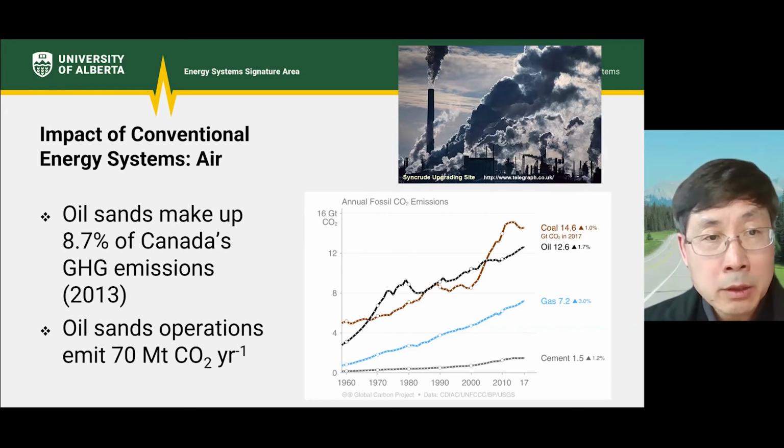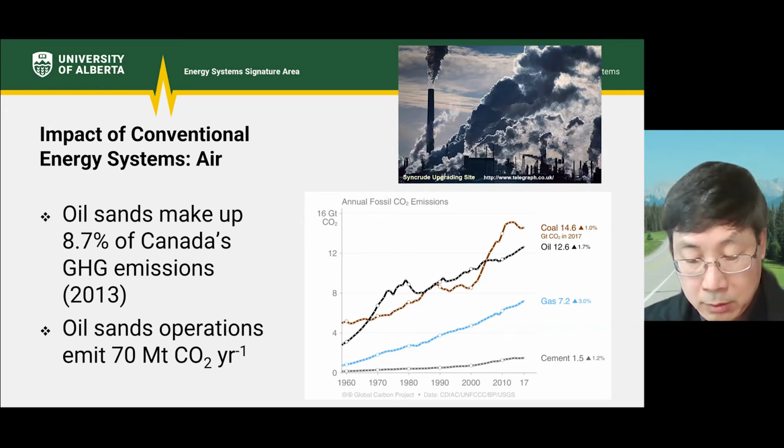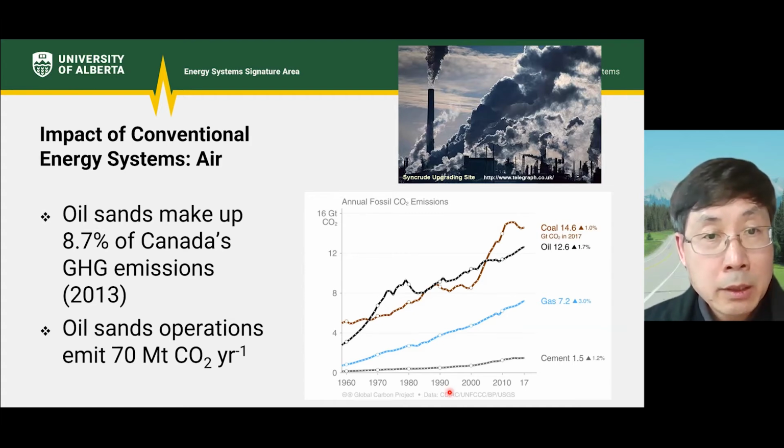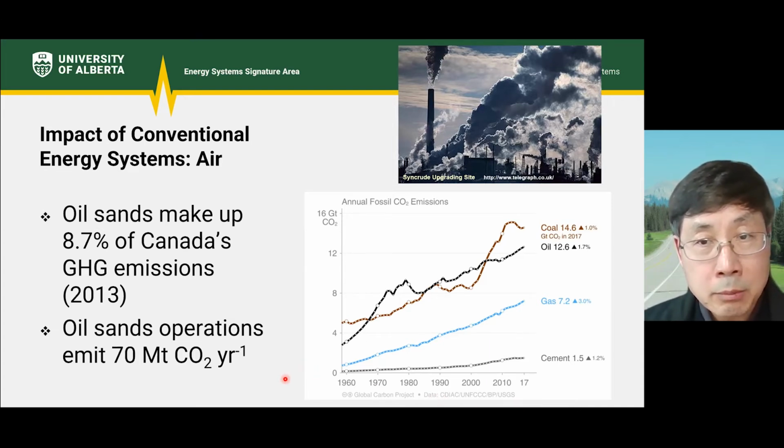Moving on to talk about the impact on the air. So these conventional energy systems, for one thing, the production of these energies themselves can be quite energy intensive. For example, in the oil sands, based on 2013 data, the greenhouse gas emissions make up 8.7% of the entire greenhouse gas emissions in the country. So this obviously is fairly highly significant. The oil sands operations emit about 70 million tons of CO2 on an annual basis.